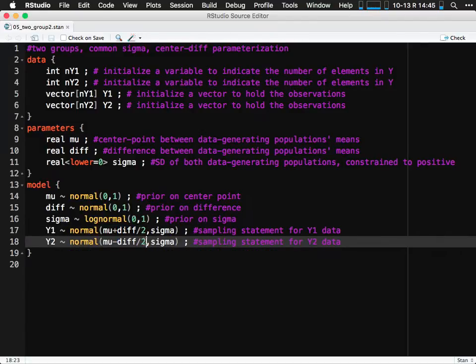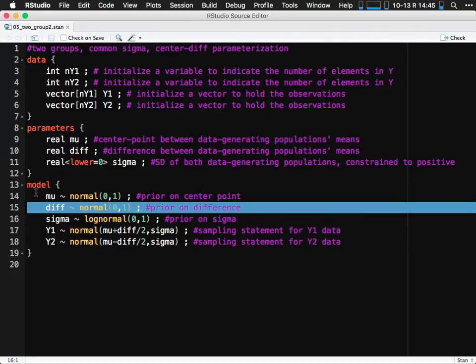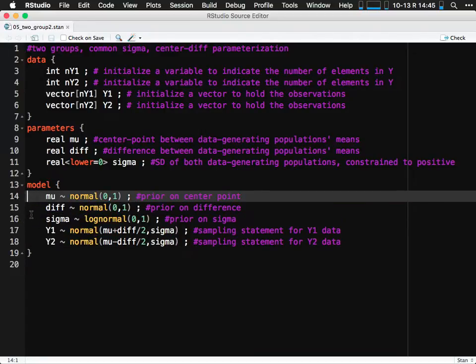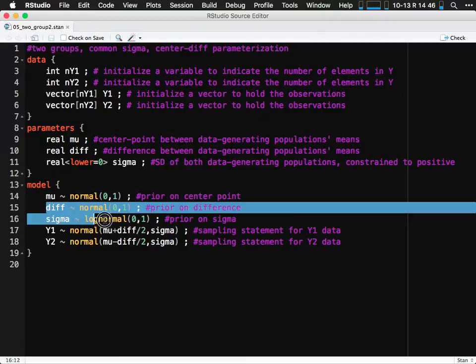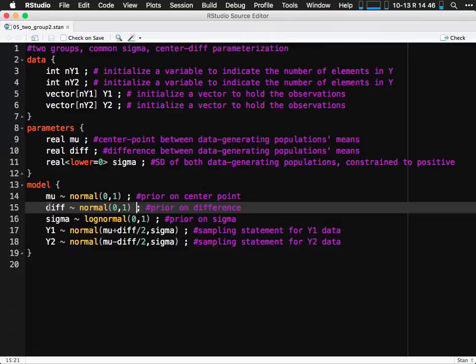Is this just a different way of doing what we were doing in the other? Exactly. But the nice benefit of this one is that instead of having mu1 and mu2 with the same priors and therefore an implicit prior for what the difference between the two groups might be, we now can have an explicit prior on the difference between the two distributions.